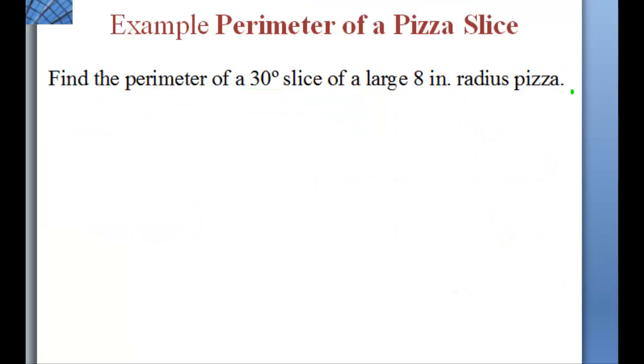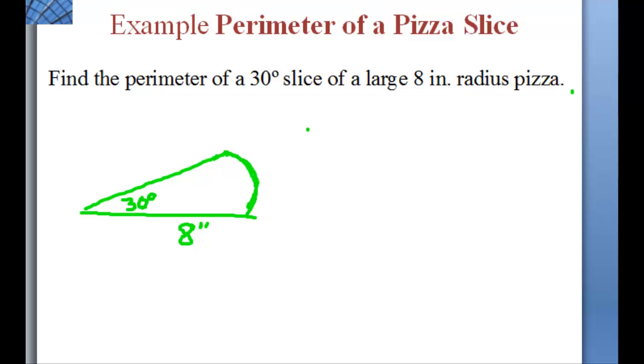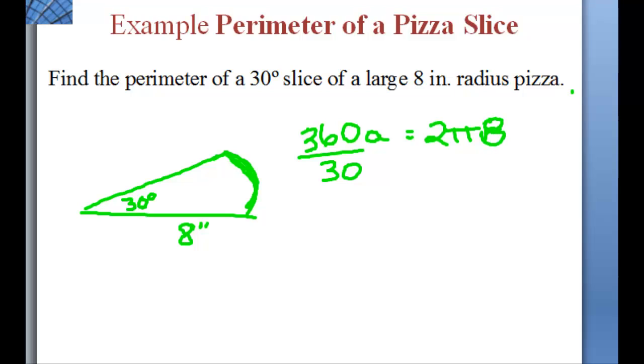Let's find the perimeter of a 30-degree slice of a large 8-inch radius pizza. So we've got a slice of pizza here, and it's cut from a pie, pizza pie, so it's curved here. We want a 30-degree slice, and the radius is going to be 8 inches. We know that 360 times the arc is 2 pi times the radius. That would be the entire pizza. We only want 30 degrees, so it's going to be 360 divided by 30 equals 2 pi times the radius, and the radius is 8.